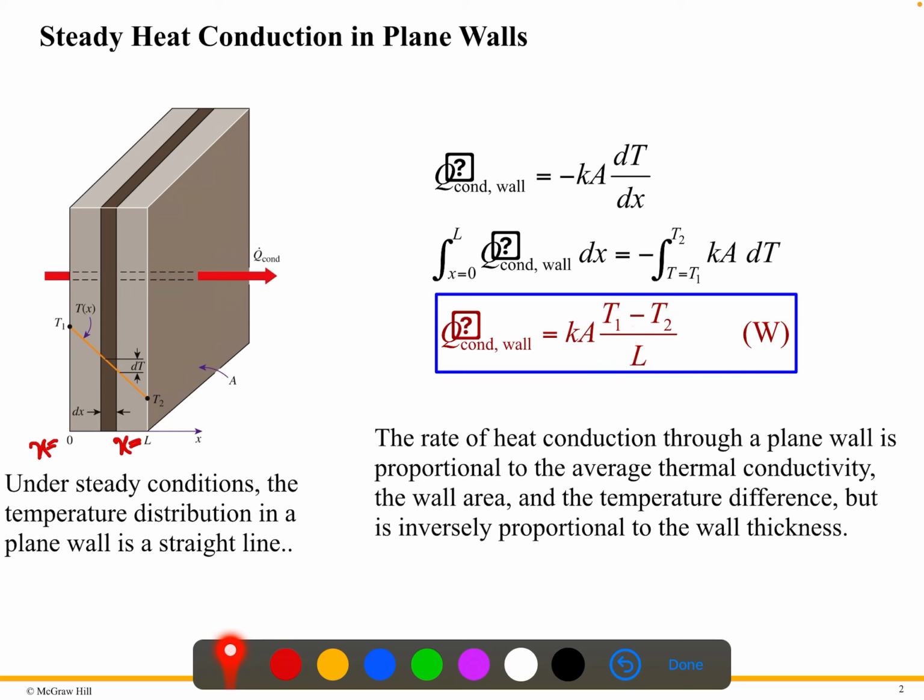So we do not need this. Here we need to do some integrations, and you are all familiar with integrations. The limit will be 0 to L, and here the limit will be T1 to T2. If we do all this integration, this mathematical calculation, then we'll get this. So this is the steady heat conduction in a plane wall.